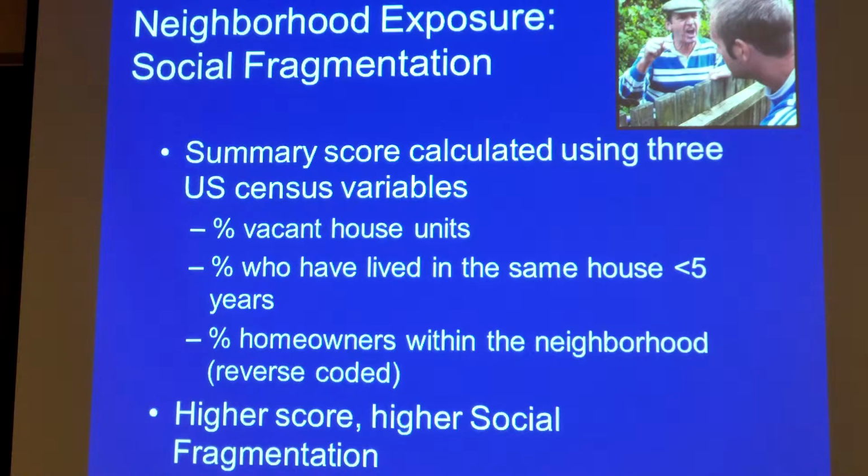With social fragmentation, I used, again, 3 different US Census variables. For example, I used percent vacant housing units, so the percentage of housing that was vacant, percent who have lived in the same house less than 5 years, and percent homeowners within the neighborhood. This was reverse coded because remember, renting, as opposed to homeowning, is a measure of social fragmentation. And the higher the score, the higher the social fragmentation.